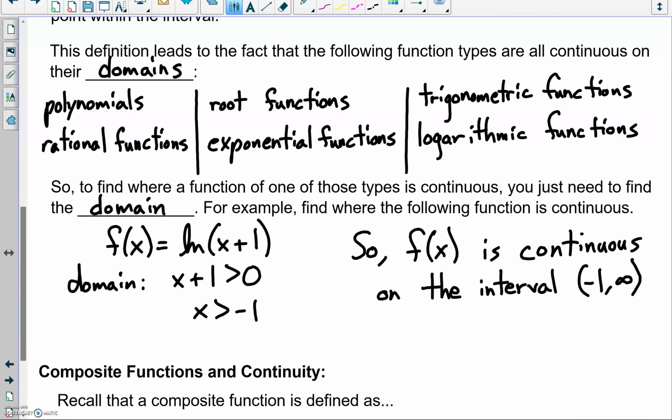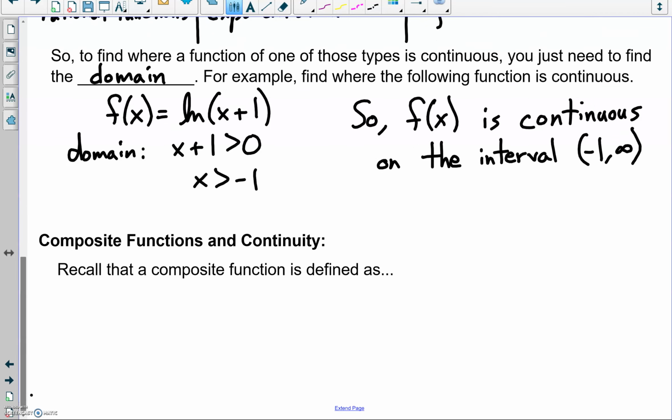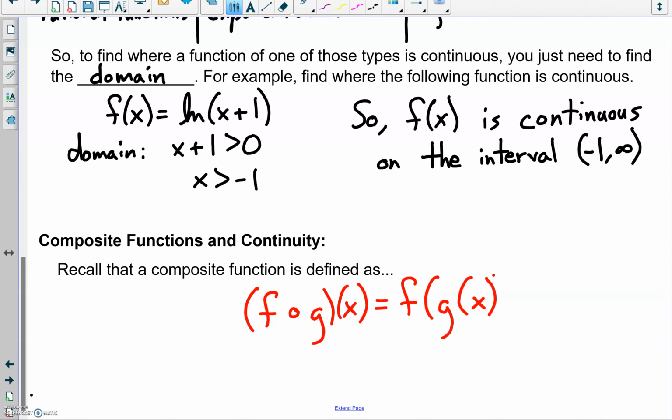All right, so let's take a look at composite functions and continuity. And the thing you have to recall here is what a composite function is. So let's refresh that. You've got this f of g of x being the composite, and what that really means is that you're going to take the f function and evaluate it at the g of x result. So that's composites.